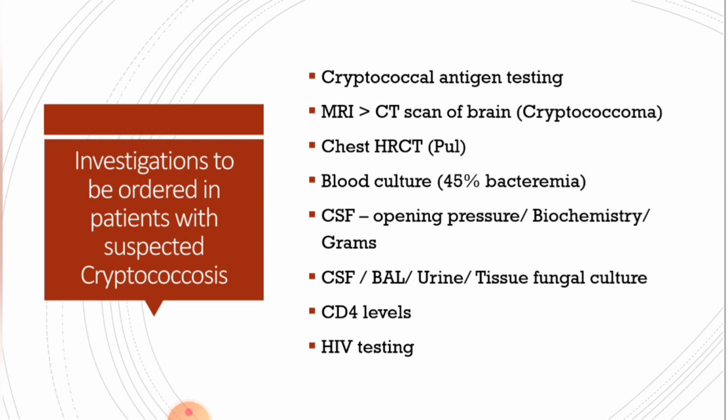So what are the investigations you will be ordering in a patient with suspected cryptococcosis? Whenever you suspect cryptococcosis, first and foremost you should rule out HIV or an immunosuppressed condition by doing the CD4 count. Then you will do the cryptococcal antigen testing, and MRI is better than CT scan for looking for cryptococcomas. In pulmonary cryptococcosis, you should do a chest x-ray and blood culture. 45% of the cases will have bacteremia, so you can do the blood culture as well.